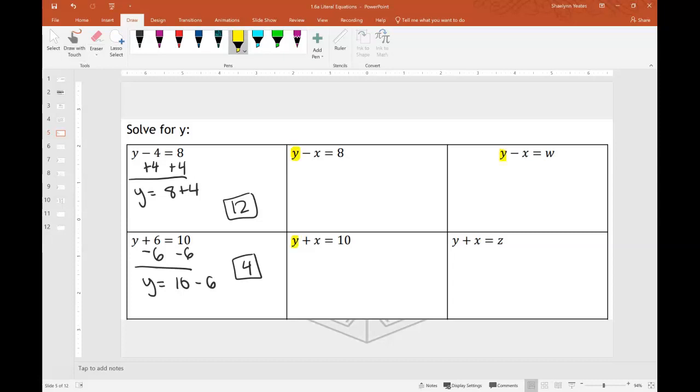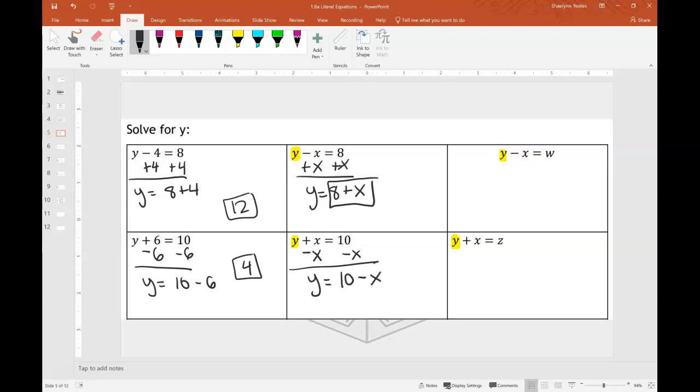I'll go ahead and highlight all my y's in my equations. So I want to add x to both sides. So I have y equals, now this time they're not like terms, so I can't add them together. So y equals 8 plus x. Last time when we were adding, we subtracted 6 from both sides. So this time we're going to subtract x. I just don't know what x is, and that's fine. So I end up with y equals 10 minus x.